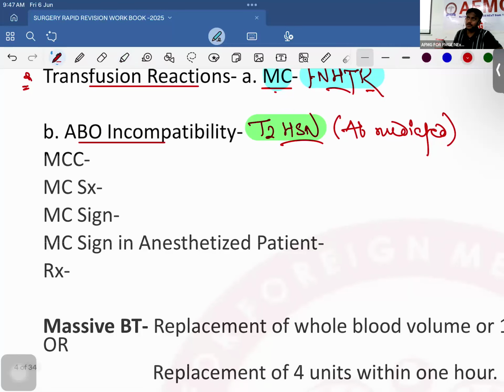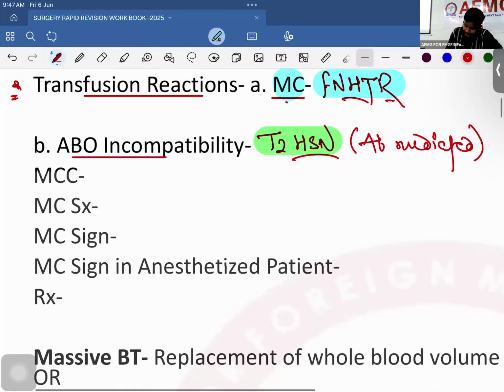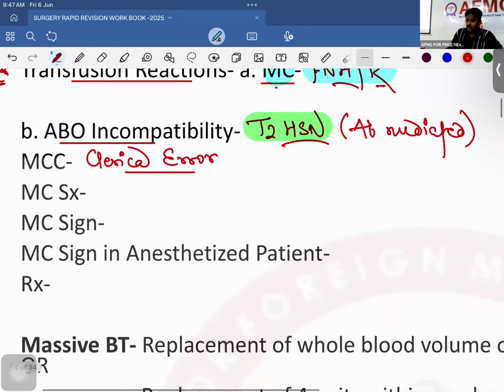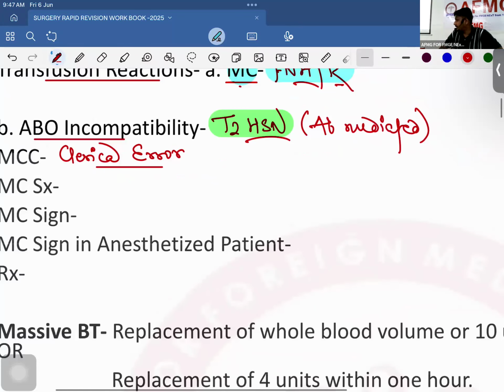What is the most common cause of ABO incompatibility? Yes, the most common cause of ABO incompatibility is nothing else but clerical error, beta. Now, when we say clerical error, what does that mean? Clerical error means error in some clerk-like work, beta. That is sticking the label or updating the information. Something has gone wrong in that. That is called clerical error basically.